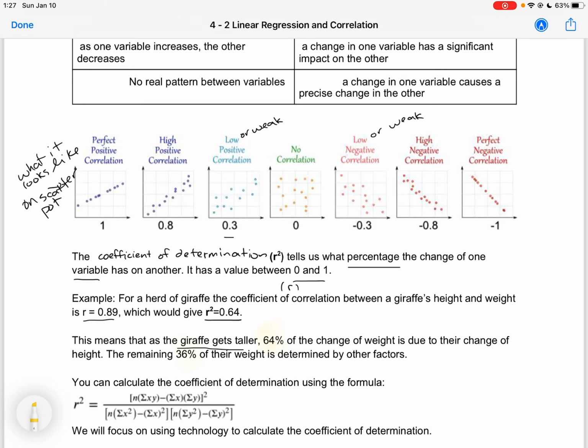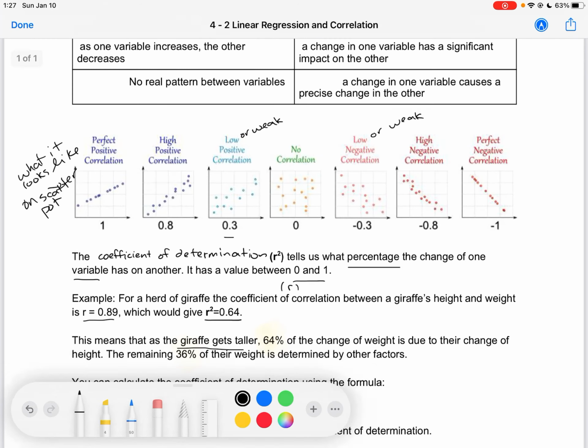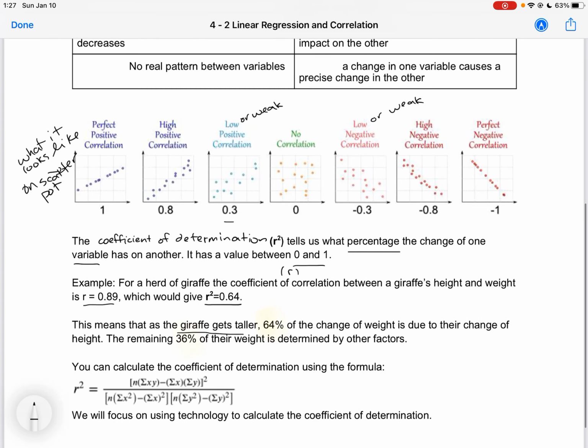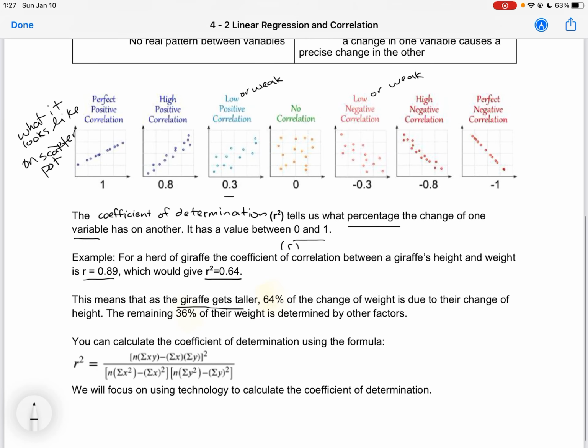So the coefficient of determination tells us what percentage the change of one variable has on another. The closer you get to 1, that means that a higher percentage of the change is determined by the particular variable that you're investigating. You can actually calculate the coefficient of determination using this formula here. I don't need you to know that. We are going to focus on using technology to calculate the coefficient of determination.